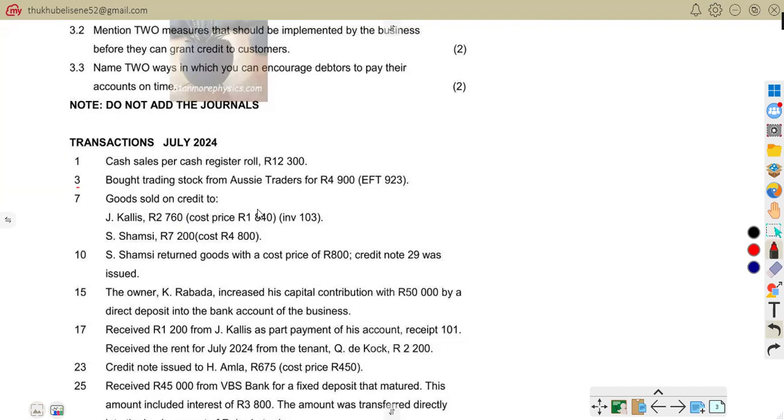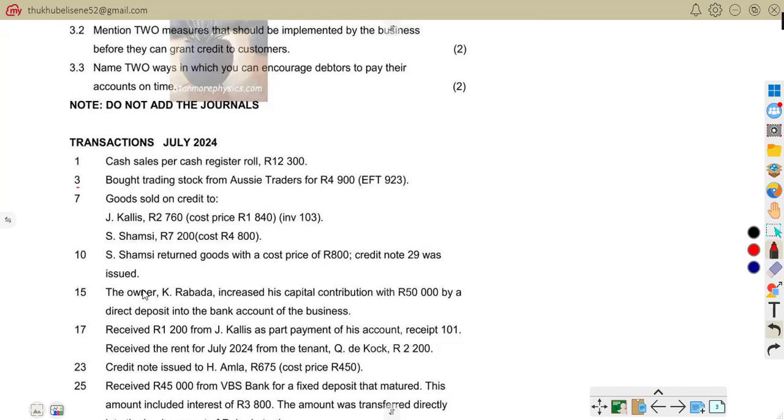Also, sold goods on credit doesn't affect our cash receipts journal, because in the cash receipts journal, it's all about the money that we received, cash that we received. On the 10th, we returned goods with a cost price of 800. Once it says we are returning goods, it doesn't say anything about our cash receipts journal.